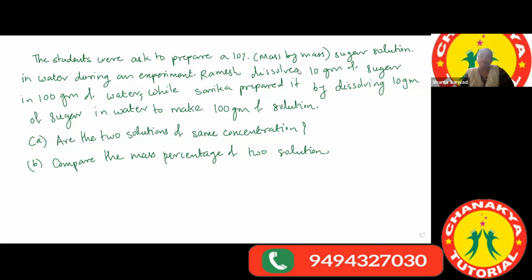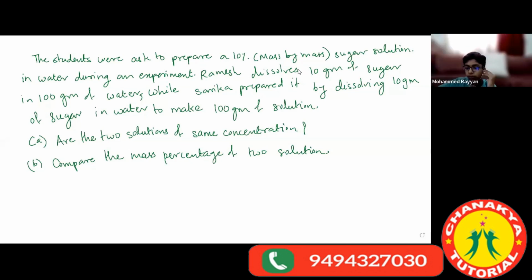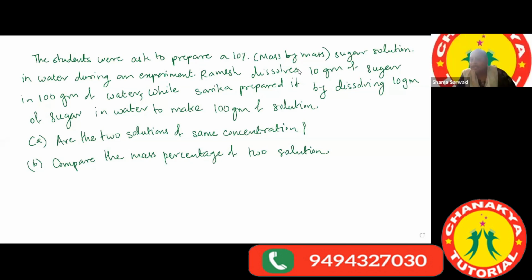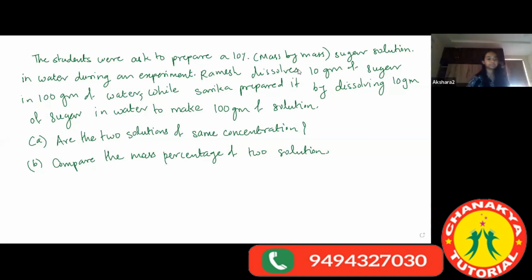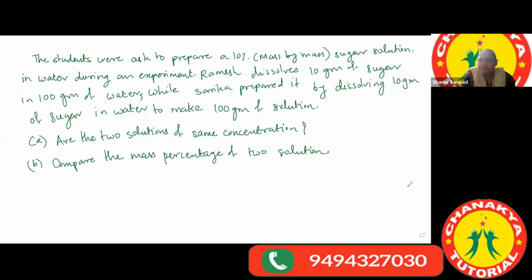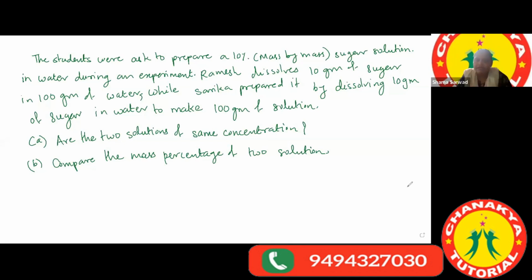Can you do that, or do I have to explain? Ma'am, we can do it. Okay, you can do it, but let me ask others. Muhammad Rayan, can you do that? Yes. Yukta? Yes, ma'am, I can do it. Jitendra? Yes, ma'am. Akshara? Yes, ma'am. Fine. Who's left? Rohit? Yes, ma'am. Fine. So all of you are able to do that, right?